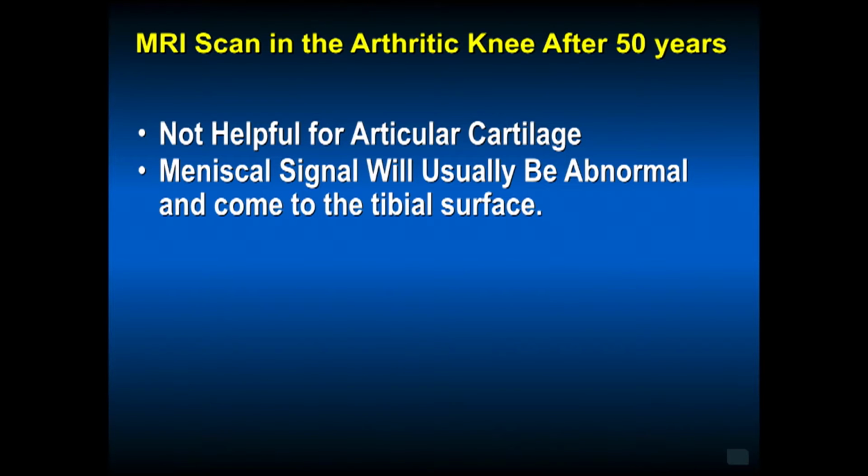MRI scan in the arthritic knee after age 50, not helpful for articular cartilage. Meniscal signal will usually be abnormal and will come to the tibial surface. So patients oftentimes come in thinking a simple surgery would help, when in fact it is modification of activity, strengthening, gait training, balance, hip and core work, and the last resort in this case would be a total knee replacement.